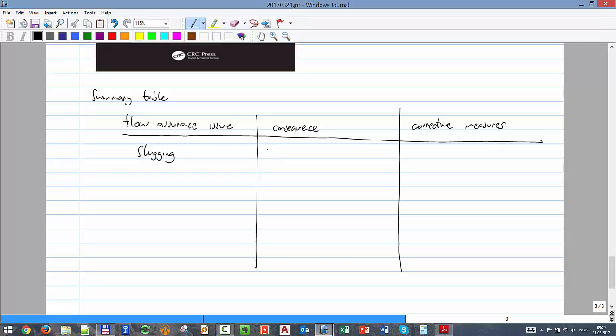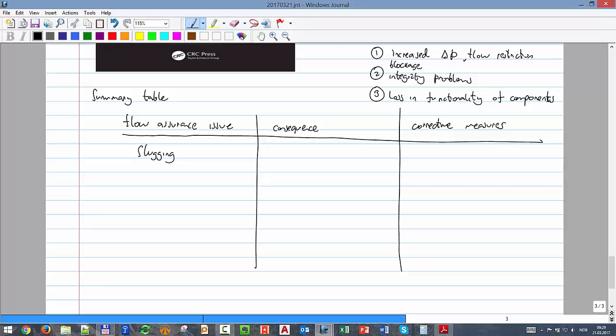Okay, the main consequence. You remember that we had last class these three things: one of them was increased delta P, flow restriction, and blockage. Then we have integrity problems. And then the last thing we had was loss in functionality. Okay, so slugging really can cause these three things.